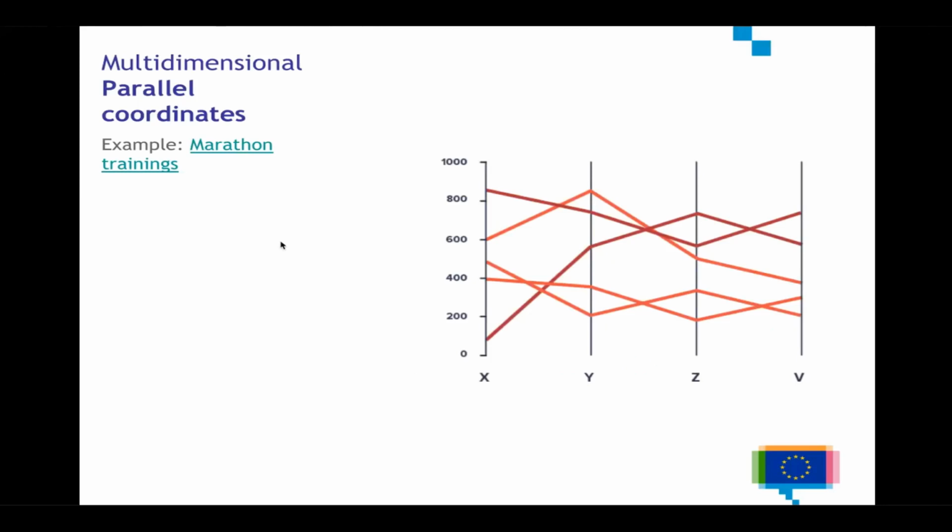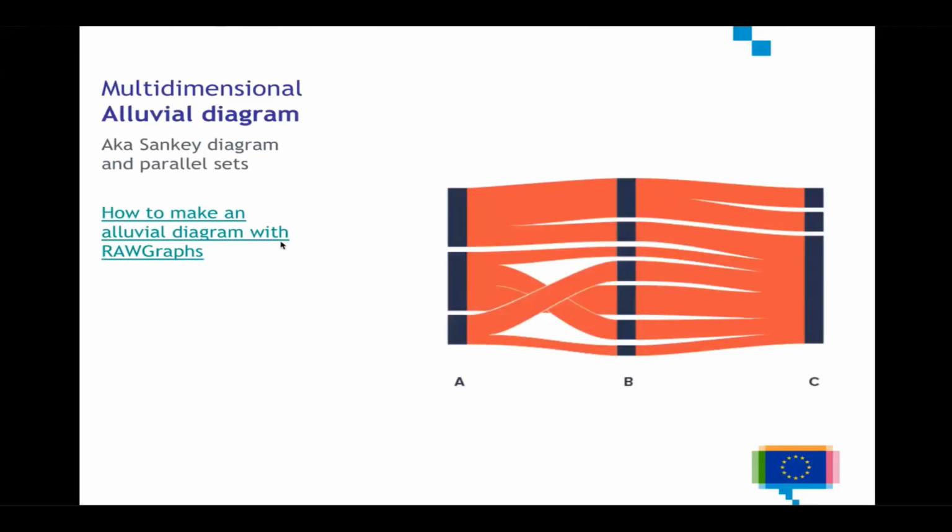A bit related to parallel coordinates are alluvial diagrams, and they can show you the breakdown of larger data sets between different categories. I'm going to quickly show how you can make this with one of the tools. So I'm going to also introduce a tool here. But first, I would like to explain how these alluvial diagrams work.